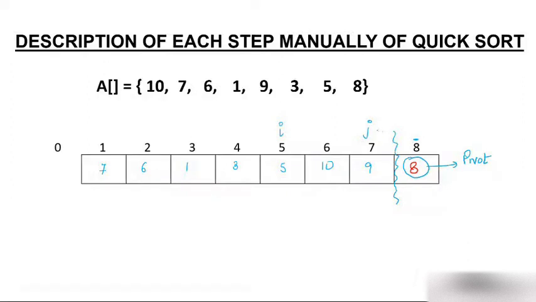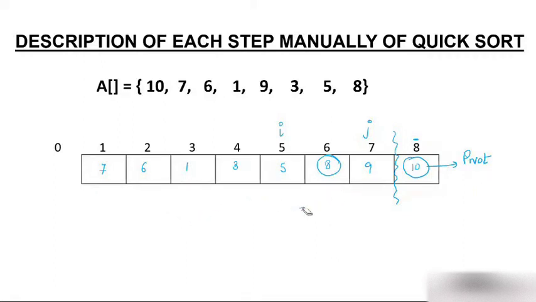So the moment the loop stops, what I'll do, I'll swap. See, very important. I'll swap AI plus 1 with the pivot. What is AI? I is 5. 5 plus 1 is this. I'll swap this element with this element. So the moment I swap this element with this element, 8 will come over here and 10 will come over here. So what actually happened?